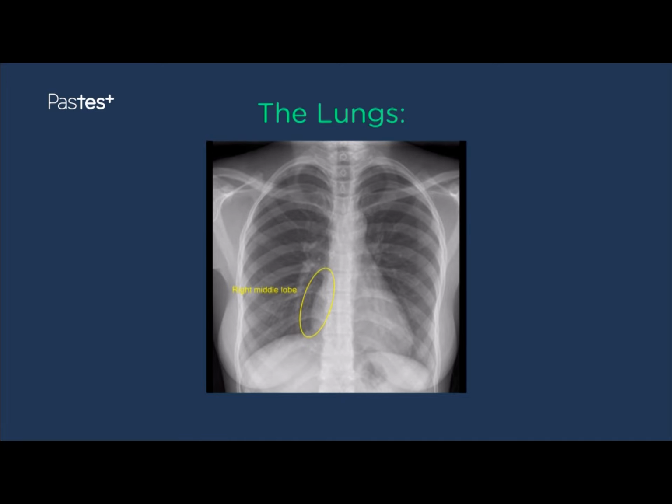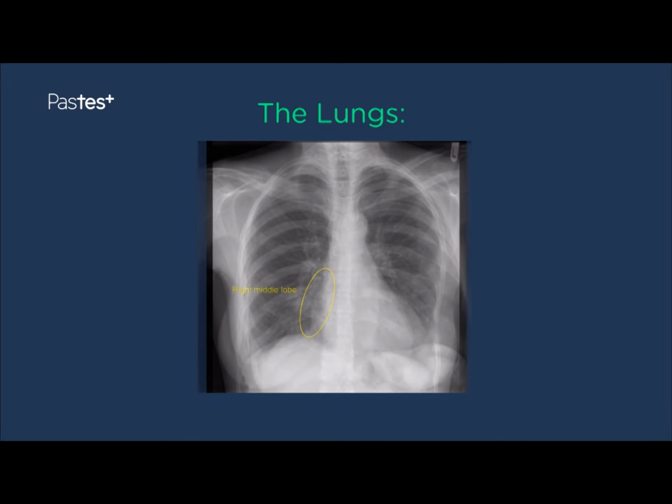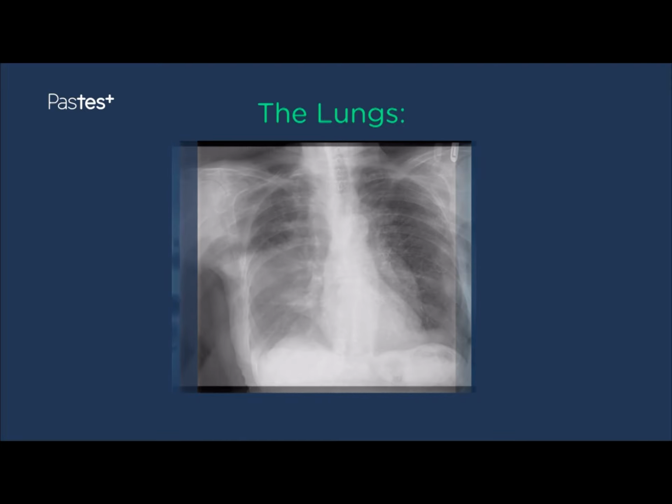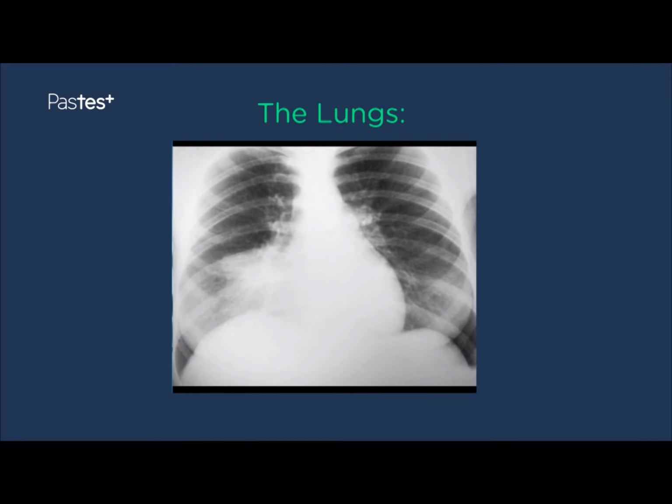So here we see the right heart border, and if we lose this, we know the pathology lies within the right middle lobe. For example, here with right middle lobe collapse, and here with right middle lobe consolidation. On both of these radiographs, we can see we've lost the right heart border.